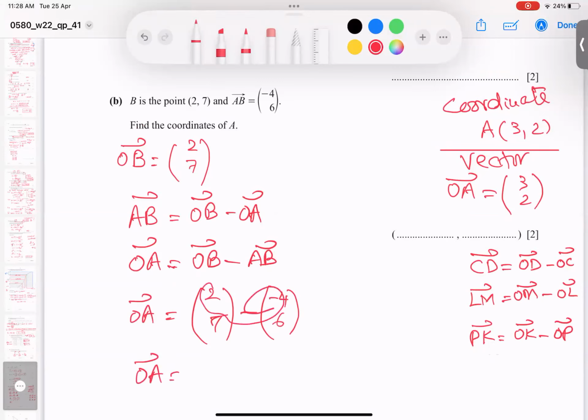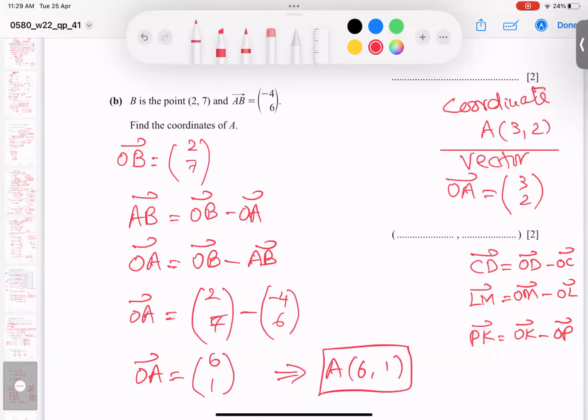And 2 minus and minus plus, I get 6. And this 7 minus 6, I get a 1. And this is a vector form, I said before, and I want to convert, so simply remove the O. So finally, I hope the point is clear.